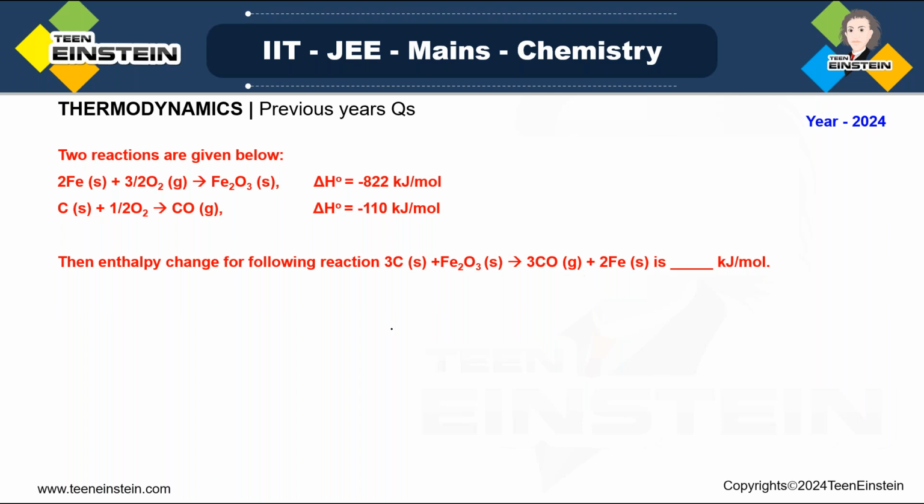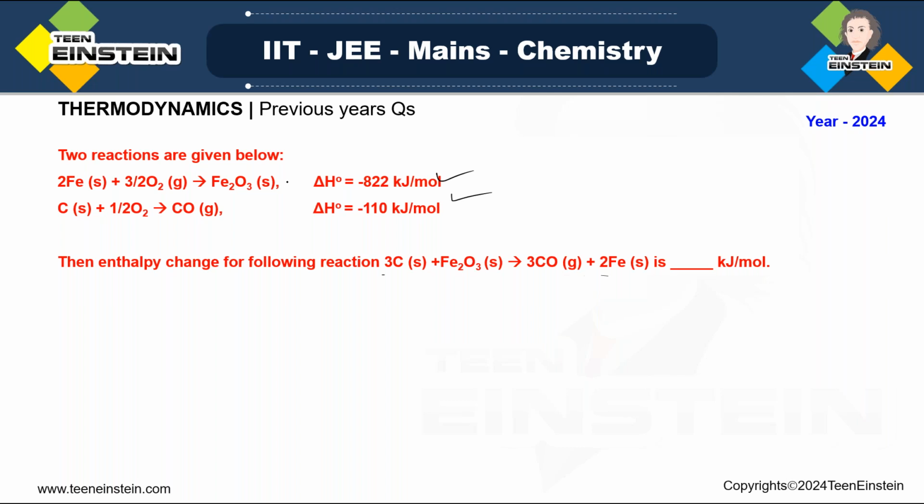Now the question is asking for the enthalpy change for the reaction 3 carbon plus Fe2O3. So now carbon is reacting with Fe2O3 and we are getting carbon monoxide, as if Fe2O3 is oxidizing carbon to CO and itself is getting reduced to iron. The enthalpy change for this third reaction we have to find in kilojoule per mole. These two are also given in kilojoule per mole, so we don't have to convert any unit.